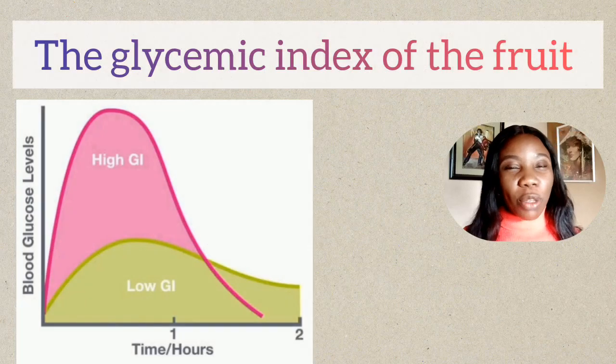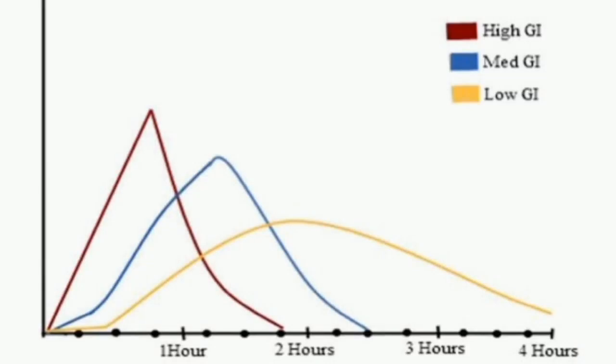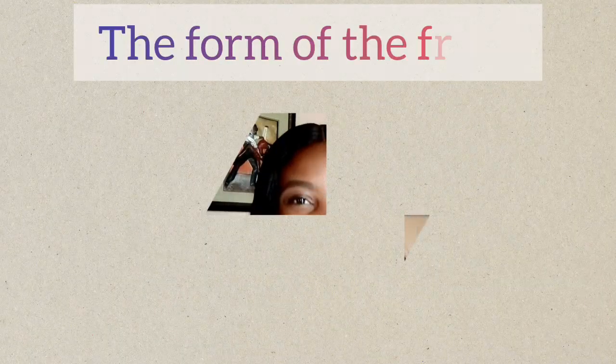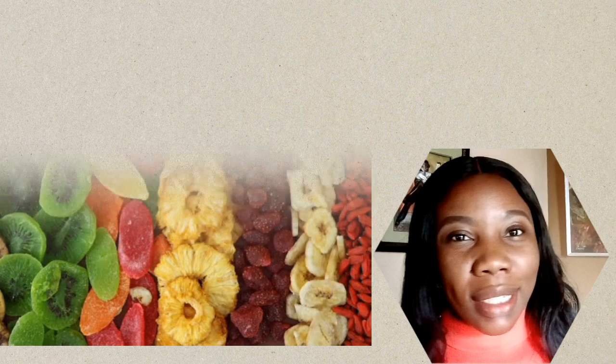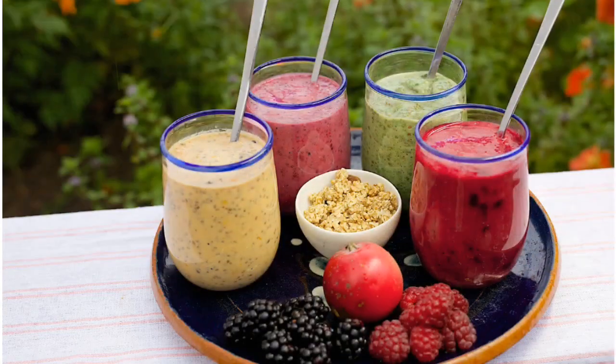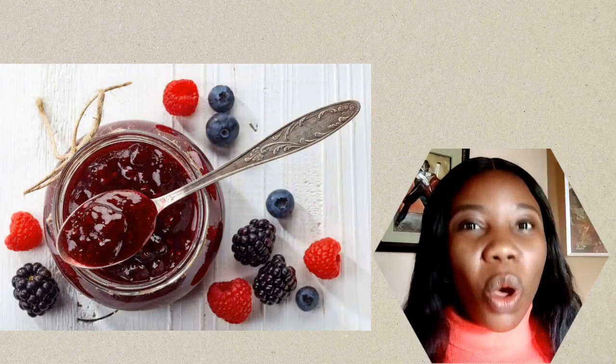Another thing you might want to put into consideration when choosing a fruit is the glycemic index of that fruit. The higher the glycemic index of a food or fruit, the higher the rate at which that food or fruit will spike your blood sugar level. It's also important for you to know that the form in which you want to consume this fruit matters. Dried, as juice, as a smoothie, or as a jam or sauce, all these things matter.